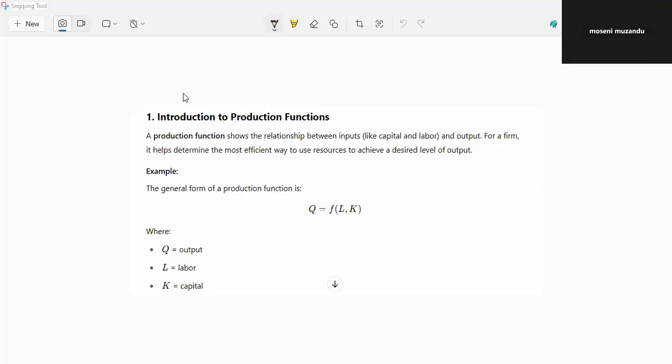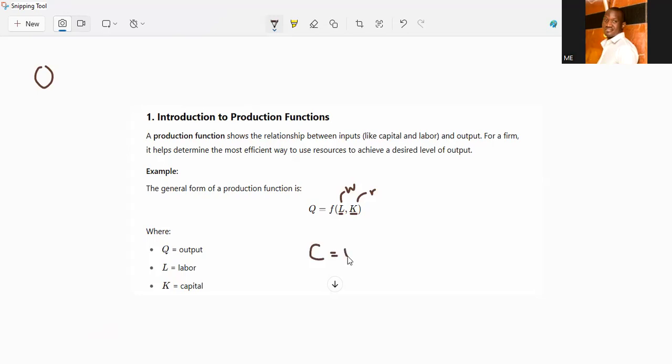Welcome to our topic called constrained optimization. In production, we know it shows a relationship between two variables. Our output is in terms of two inputs, which are labor and capital. The reward for labor is a wage, the reward for capital is rent. So a production function is in terms of these inputs. Output is Q, and it gives us what we call a cost function, which is wages for labor and rent for capital.